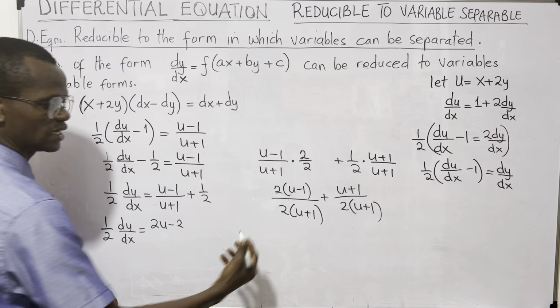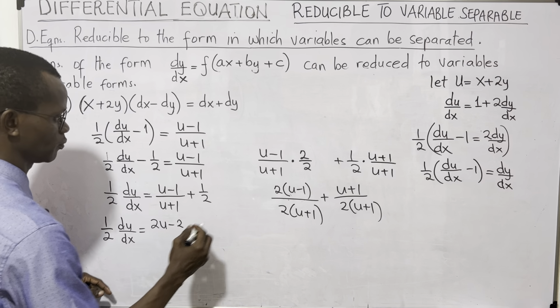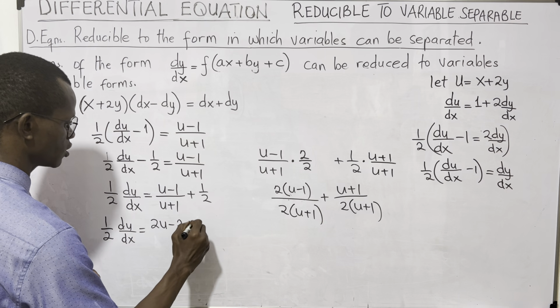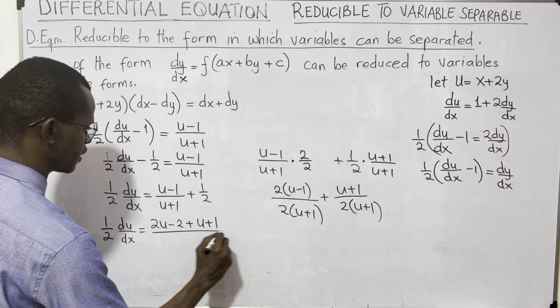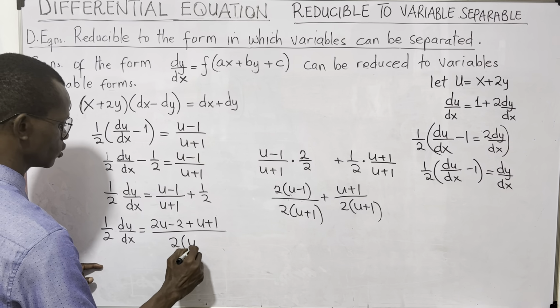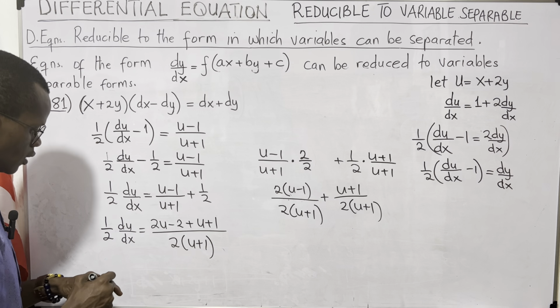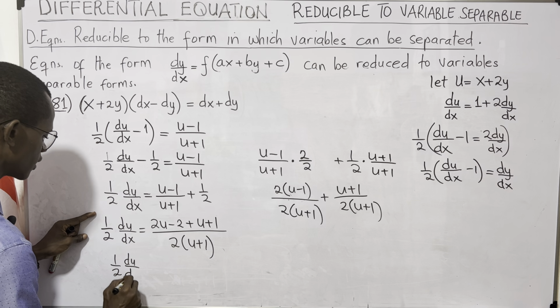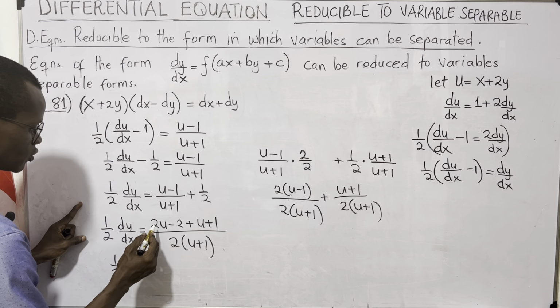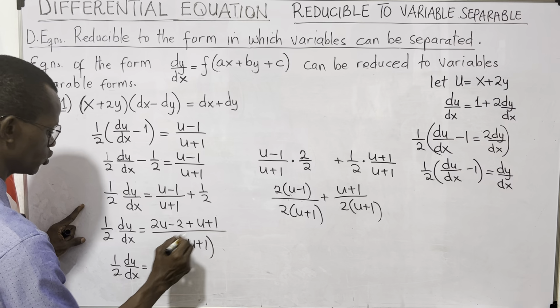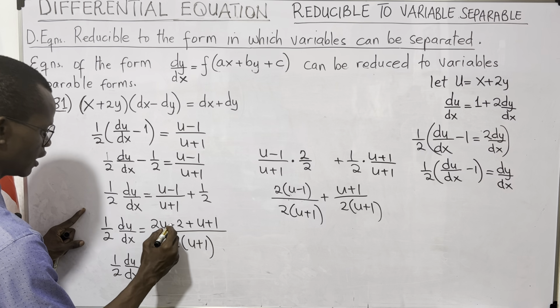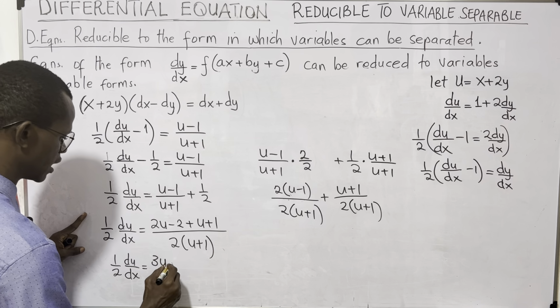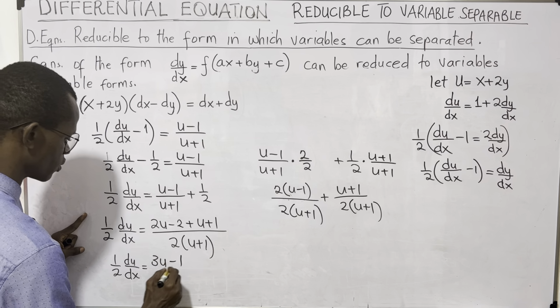When the denominators are the same in a fraction, we can take one of them. So let's look at the next one, that is plus u plus 1, divided by 2 times u plus 1. So we have 1 over 2 du all over dx is now equal to 2u plus u is 3u, and then minus 2 plus 1 is minus 1, all over 2 times u plus 1.